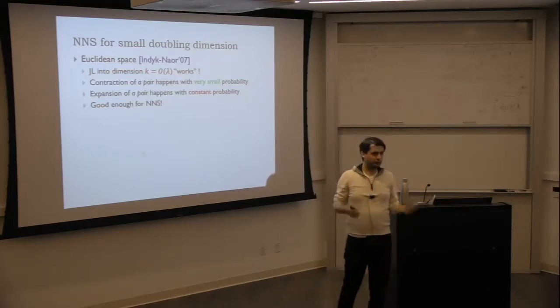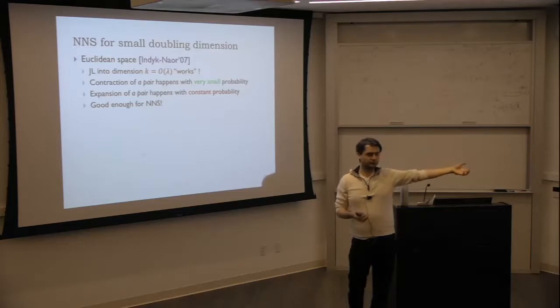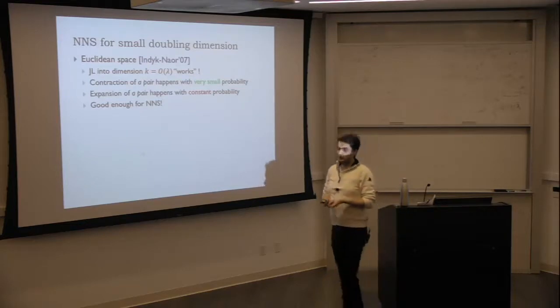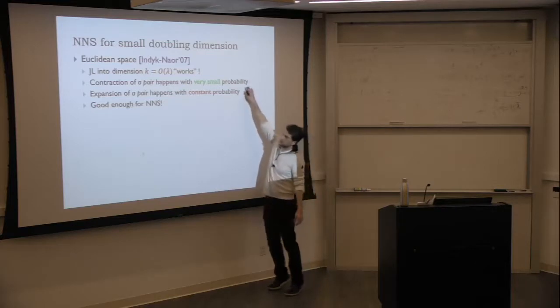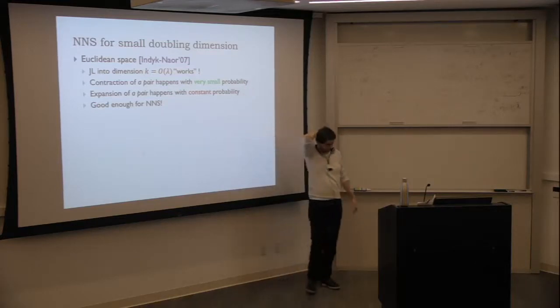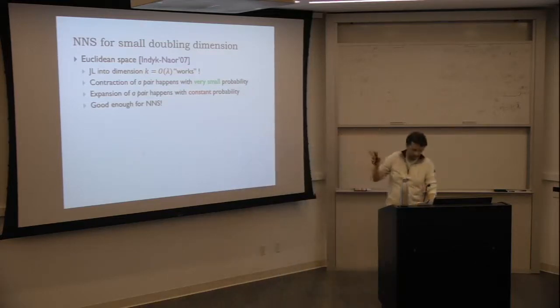Where there are many points is the far points. And for far points, what we want to not happen is that they contract, they suddenly become much closer to the query. Okay, so we want that contraction happens with very small probability, which is exactly the guarantee we get from this aggressive JL. Okay, so this asymmetric guarantee happens to be precisely good enough for nearest neighbor search.